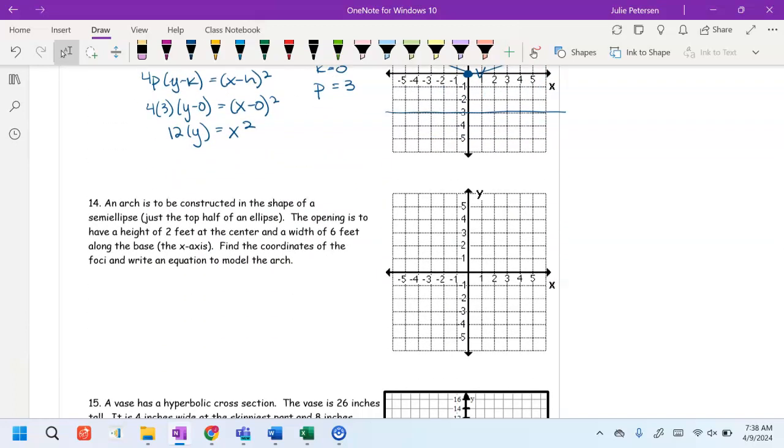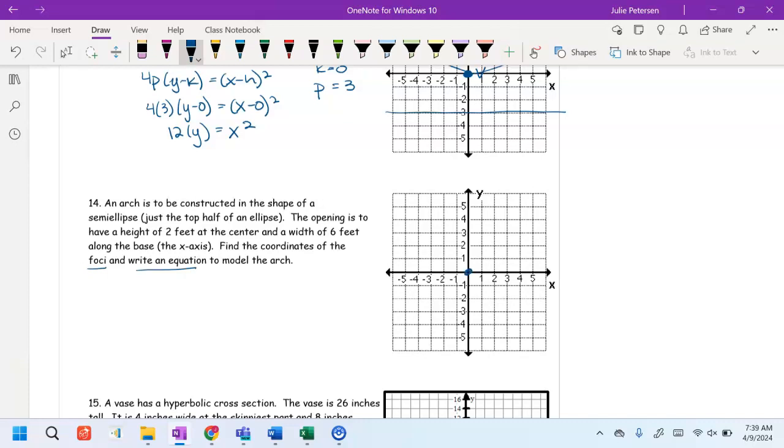Okay, number 14 is a problem almost identical to a homework problem that we've had before. And it says an arch is to be constructed in the shape of a semi-ellipse, which is just the top half of an ellipse. The opening is to have a height of 2 feet, and the width is supposed to be 6 feet along the x-axis. Find the coordinates of the foci and write an equation to model the arch. So we're doing two things. We're going to find the foci and write an equation.